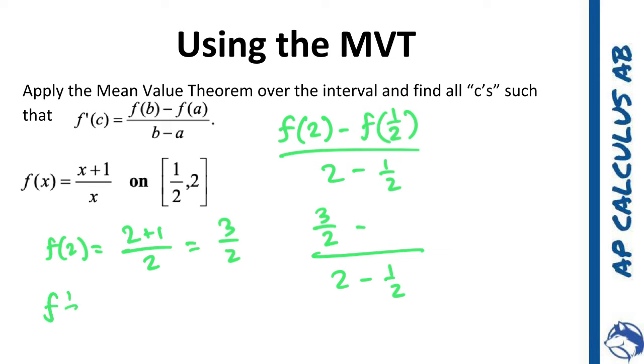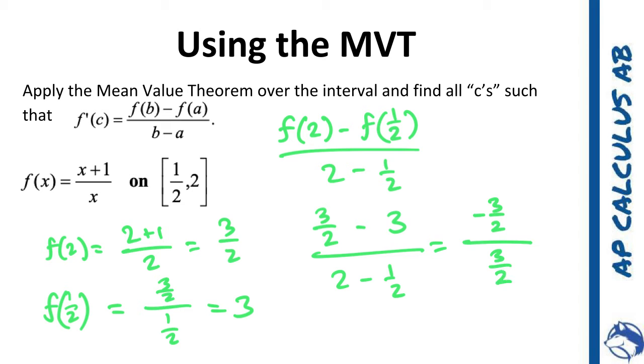Now we're going to do f of 1/2. Well, 1/2 plus 1 is 3/2, divided by a half, well, that's going to end up with just 3. So I'm going to put 3 there, and so 3/2 minus 3, well, that would be 6/2, so I would get negative 3/2. And it's going to be over 3/2, because 2 is the same as 4 over 4, and I subtract a half, so basically what I'm going to get here is a negative 1. And that's my slope.